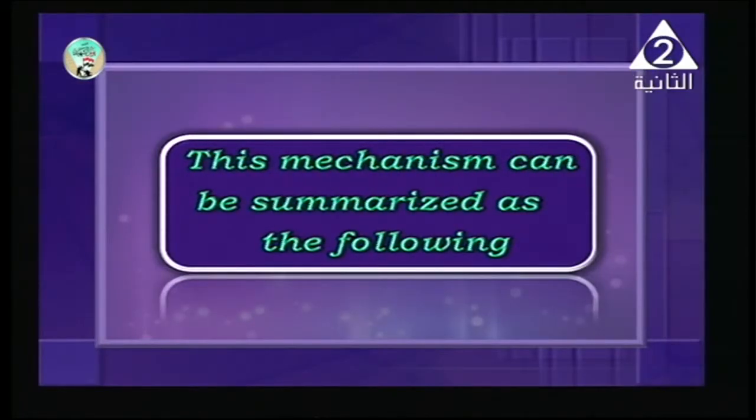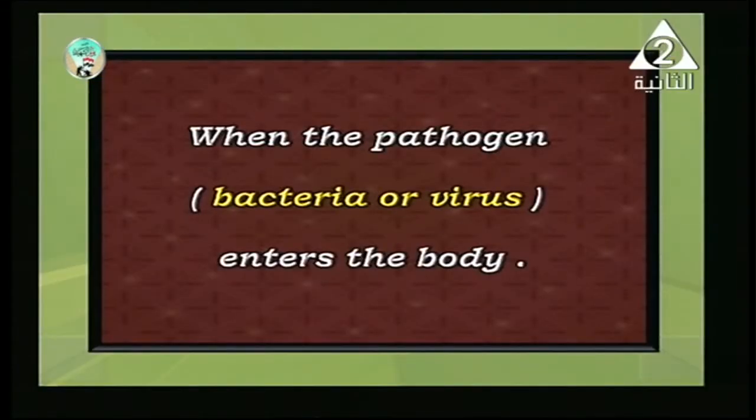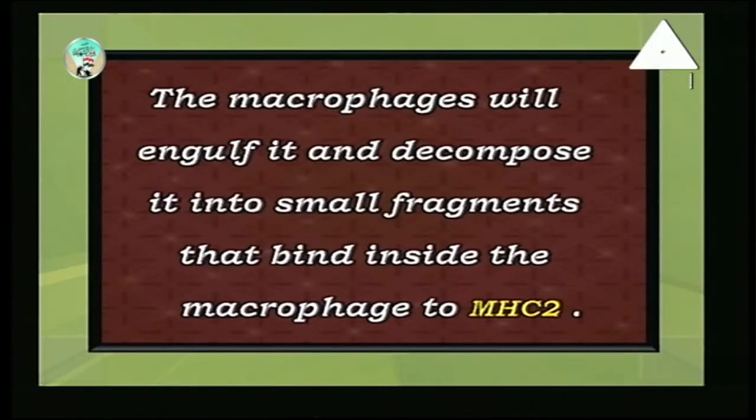These mechanisms can be summarized as the following. We have here a summary of this mechanism in more than one step. Step number one: when a pathogen, like bacteria or a virus, enters the body, the macrophages engulf it and decompose it into small fragments. These small pieces bind inside the macrophages to form the major histocompatibility complex.